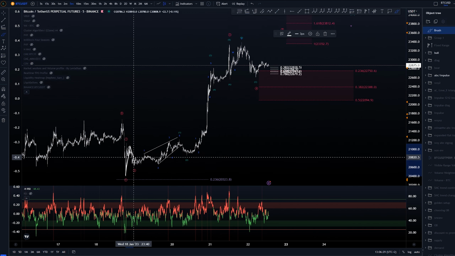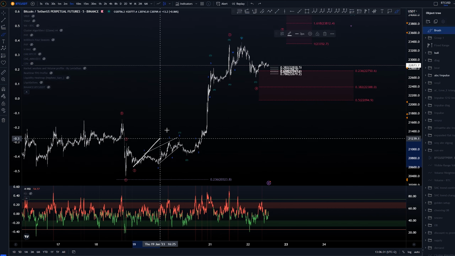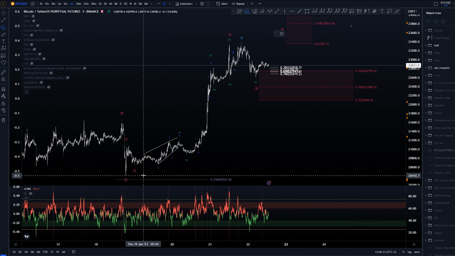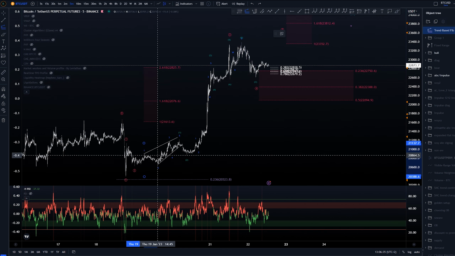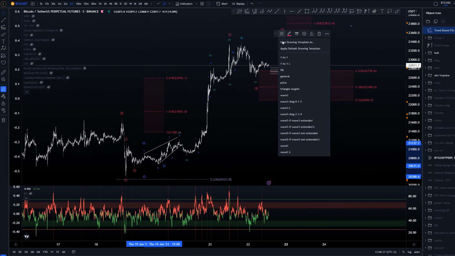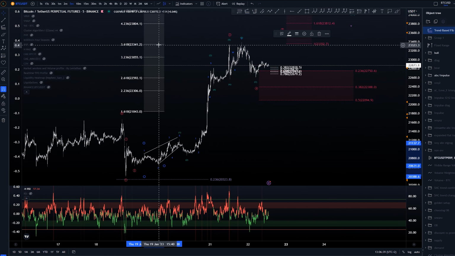The idea is that we would be creating this as a 1, 2. This would be 3, 4. The extension here for the third wave is already very, very extended. I think it was close to 3.618.